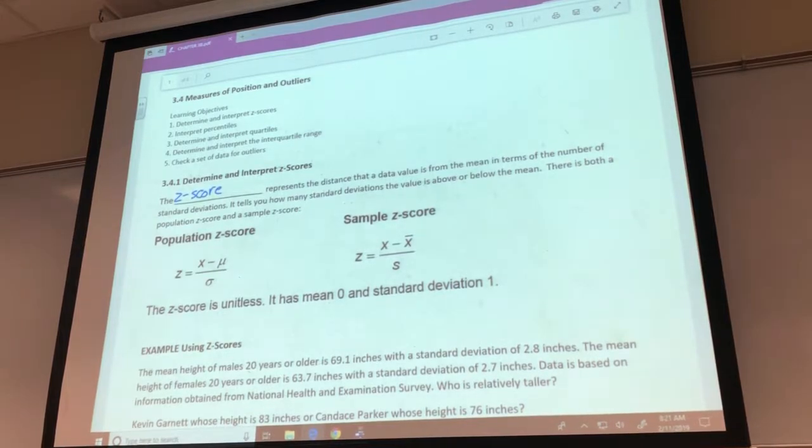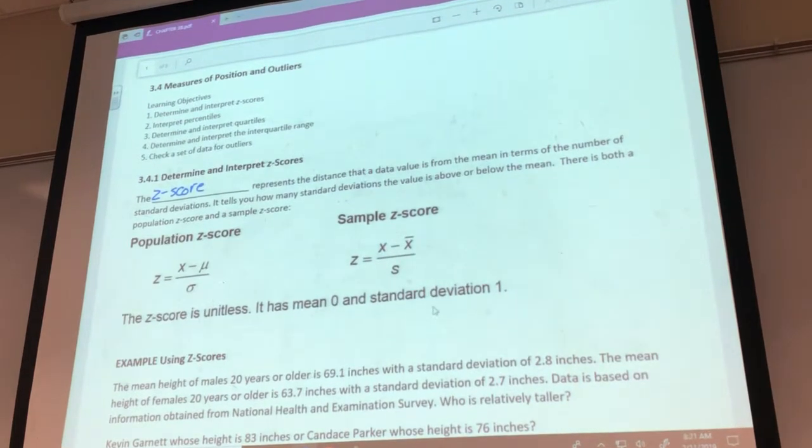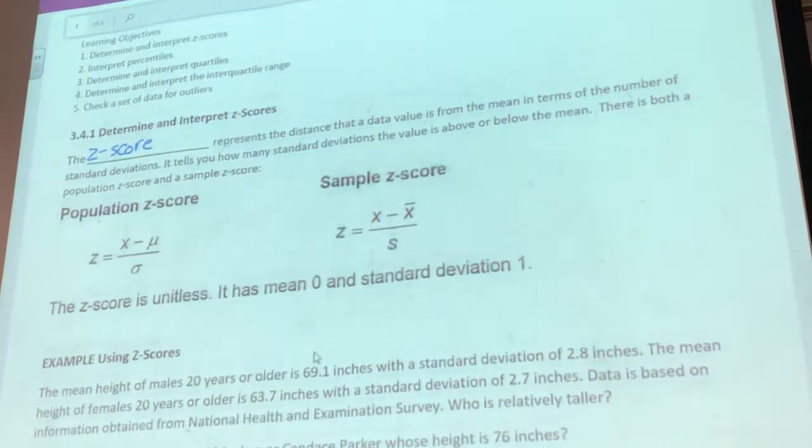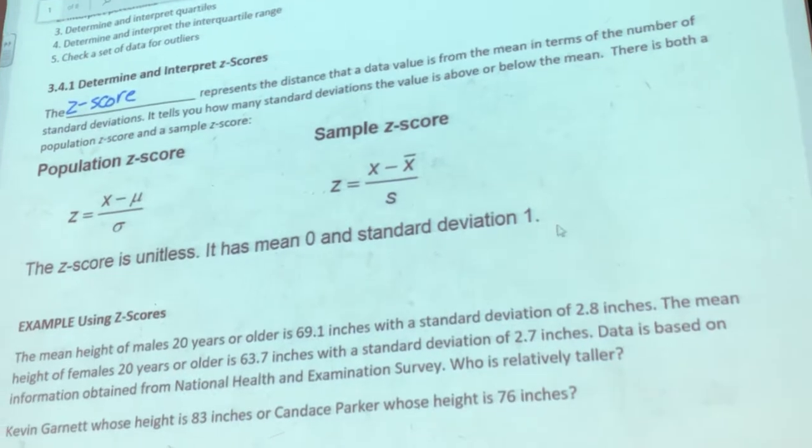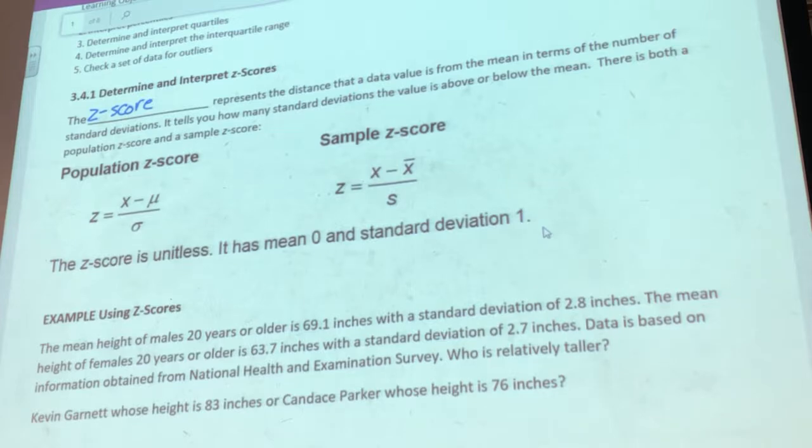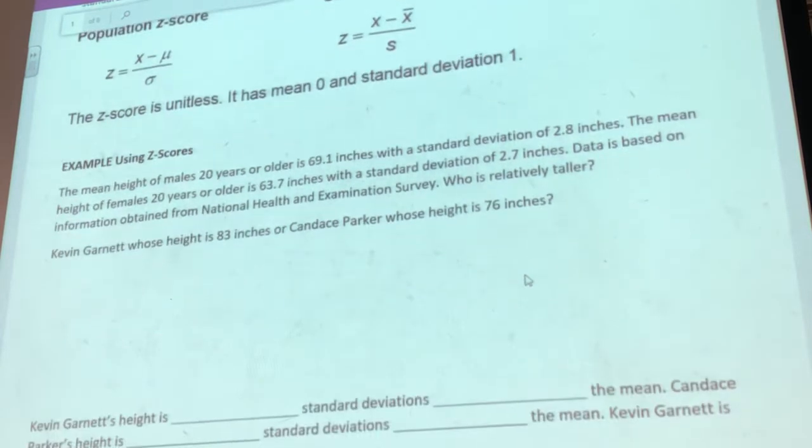The z-score is unitless, so it doesn't matter what your units are. If you've got two different data sets, and one's feet, one's inches, it doesn't matter because your z-score is going to be like a ratio, so it doesn't matter what the actual units are. And then the mean is 0, the standard deviation is 1. We're going to talk more about that when we get to chapter 7. But for now, we're just going to calculate a z-score and interpret what that means.